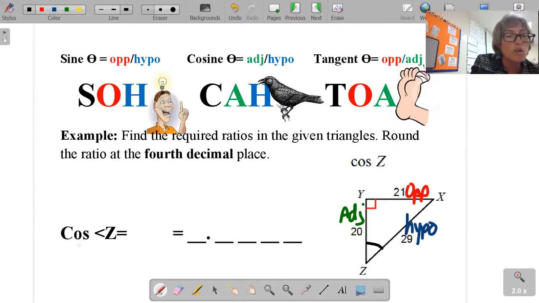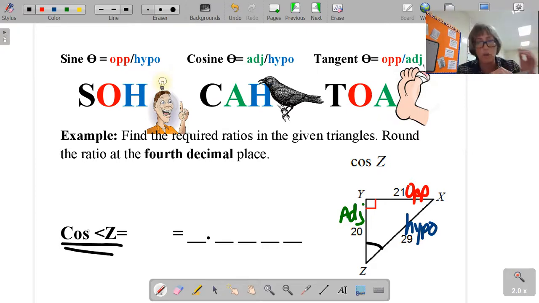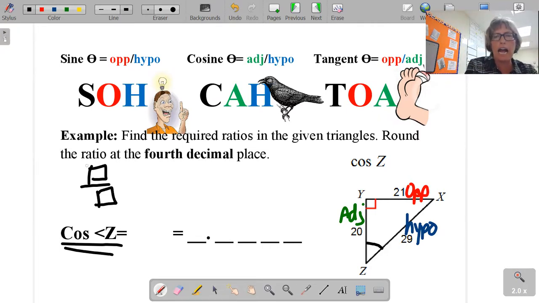We're going to find the cosine ratio. Remember, ratio means fraction. Z, cosine. And what is cosine? Cosine is CAH. So the adjacent here would be 20, and our hypo would be 29.